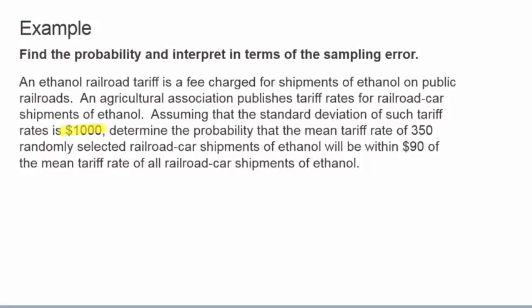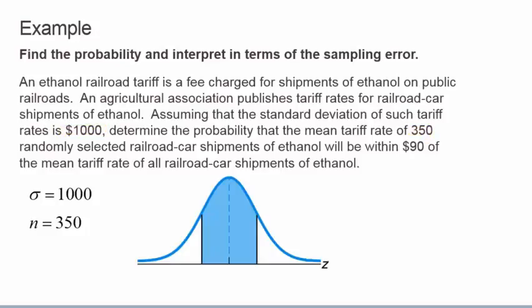Let's start with the $1,000. That is our standard deviation. The 350. Since that's the randomly selected cars, that's our n. Then we draw our normal distribution. Since it's within $90 of the mean, I want to draw a normal distribution where I'm shading between 2 lines. I want the mean tariff rate to be within $90. So that's mean minus 90 and the mean plus 90.